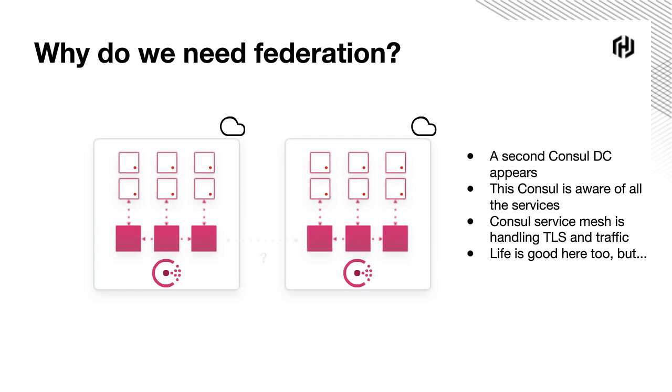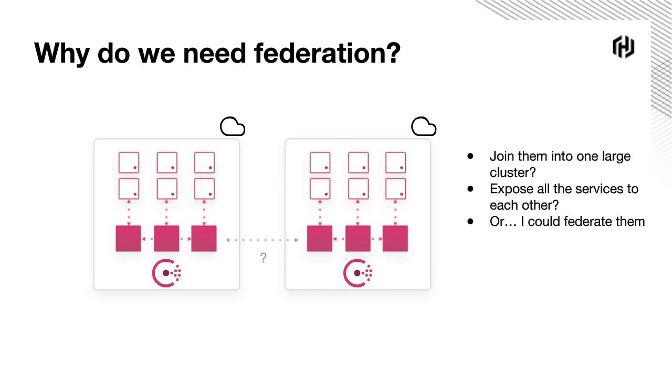If I'm trying to have this cross data center communication, what do I want to do if I have one service residing in data center one that wants to talk to data center two? One of the things I could do is say, all right, I'm going to make it all just one giant cluster. So maybe I create it so that I have both Consul agents communicating together. They're aware of all the other services that are running. Maybe I expose all those services to each other.